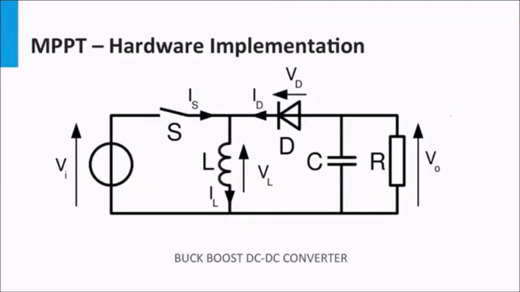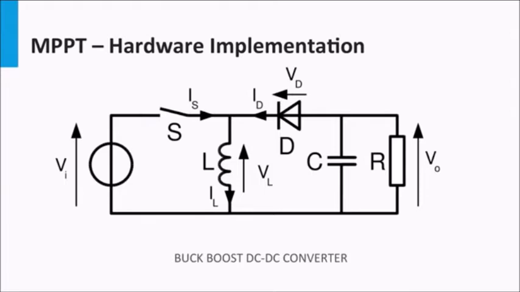I will not go into the details of the hardware implementation of the maximum power point tracking techniques. It is beyond the scope of this course. Usually, a DC-DC converter is used for implementing the current or voltage regulation at the PV output. A typical example from power electronics is the buck boost DC-DC converter, like the one shown here.